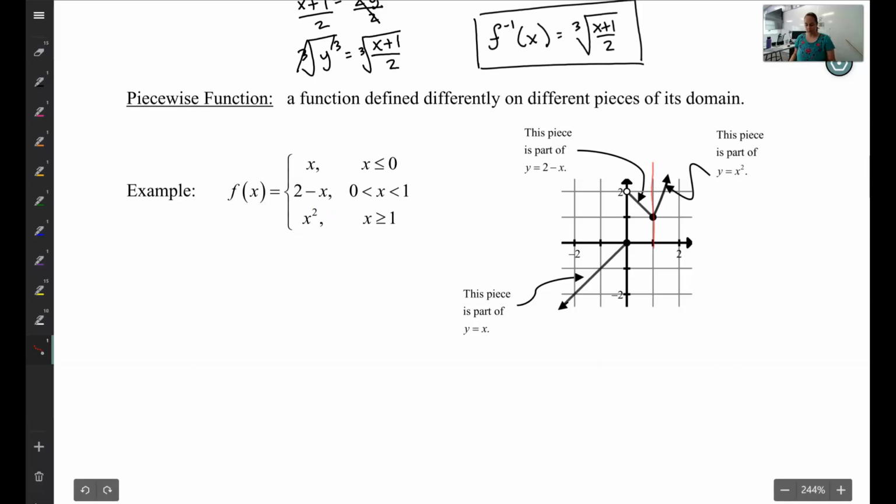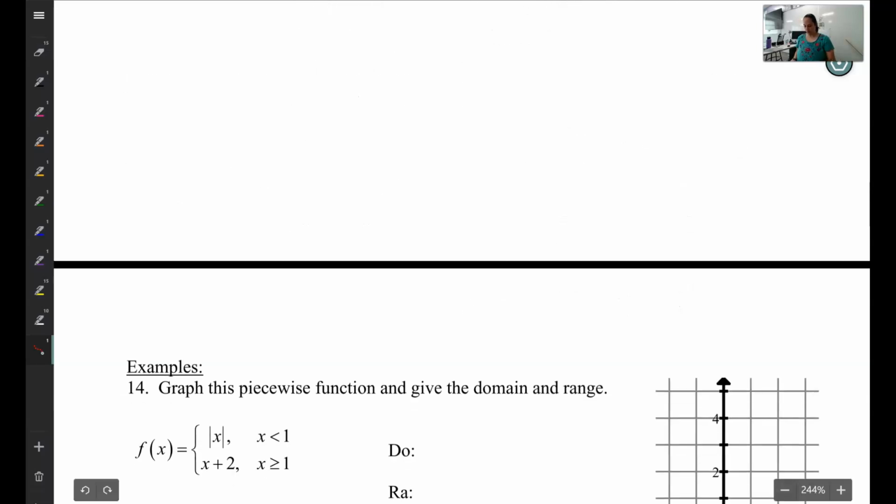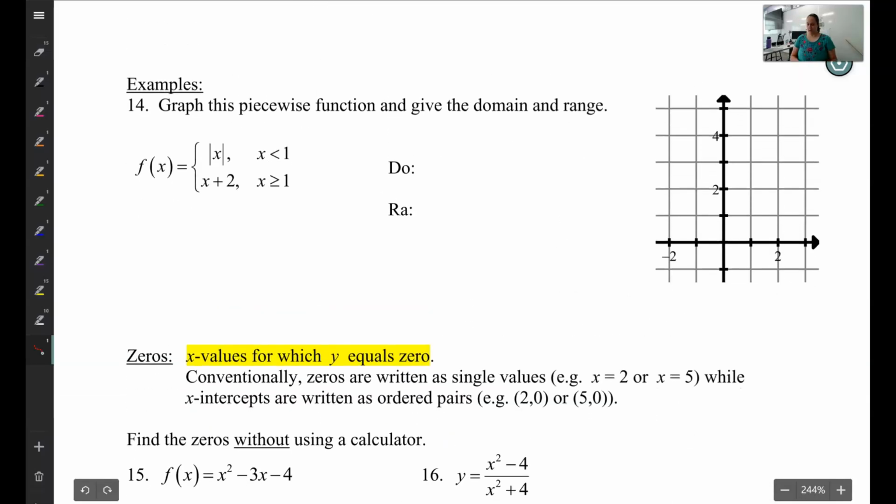So if we look at greater than 1, it's kind of hard to tell in this, but it does slightly curve up, showing that quadratic of x squared. So, let's see. Let's try and graph one by ourselves. This piecewise function has two pieces. I'm going to graph the first one and then have you try and do the second one on your own.